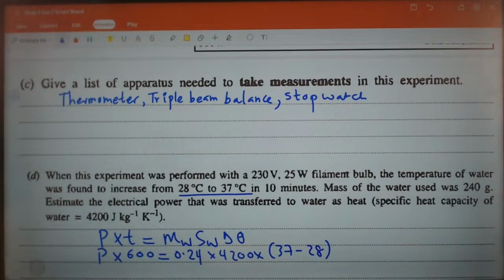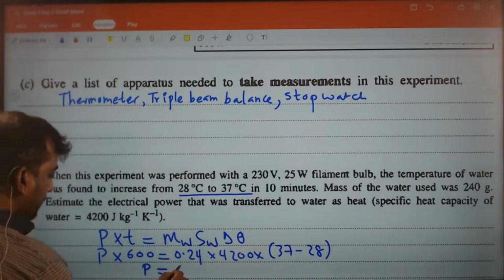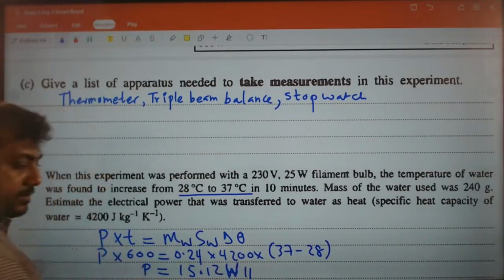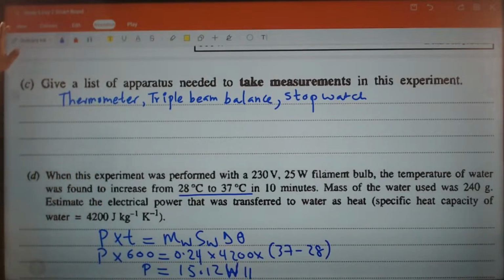Simplify this. You will obtain the relationship 15.12 watt. Okay.